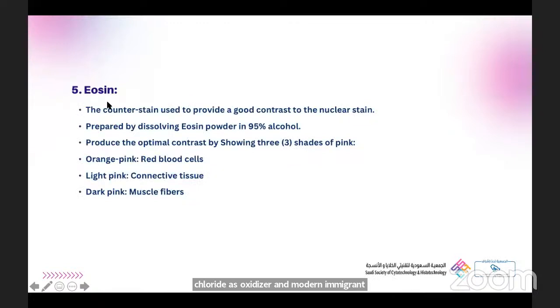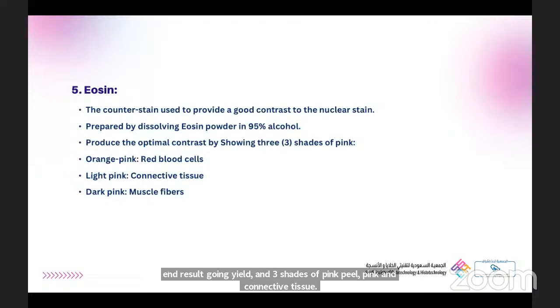Eosin is the best counterstain to show variation to the hematoxylin. It can be prepared by dissolving eosin powder in 95% alcohol. The end result is going to yield 3 shades of pink: pale pink in connective tissue, dark pink in muscles, and orange pink for the RBCs.